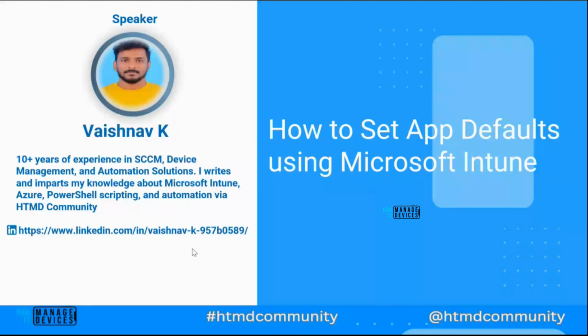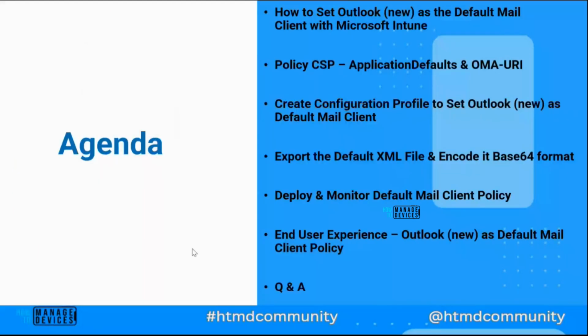So talking about today's agenda, we are taking this particular session with an example like Outlook New. We can set app default using so many other apps as well, but just for the relevant topic, I'm using Outlook New as an example in this case, and we will talk more about the policy CSP for application defaults and OMA-URIs.